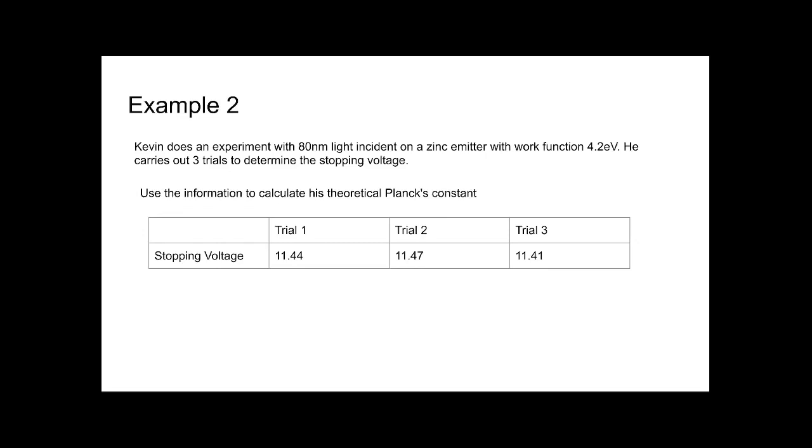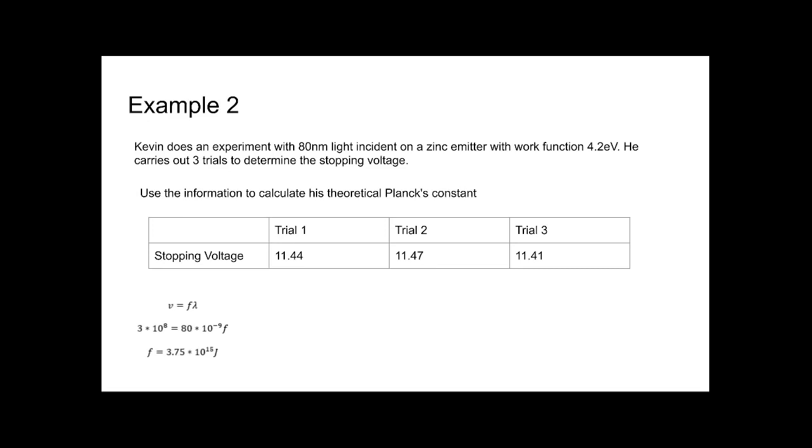First things first, we've got to find the frequency of the light that's incident on the zinc emitter. We use v equals f lambda. We know the speed of light is 3 times 10 to the power of 8 meters per second, and our wavelength is 80 nanometers. Substituting that in, we see that the frequency equals 3.75 times 10 to the power 15 hertz.